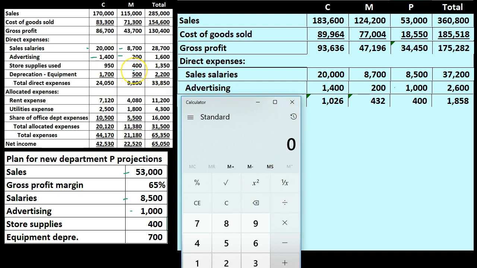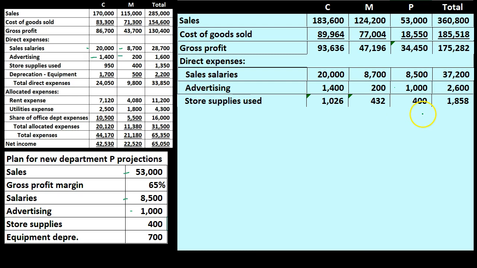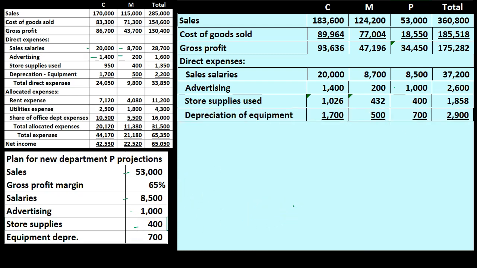We're going to take the 400 times 1.08. That gives us the 432. And then if we add those up, we get our totals. We got the 400 for our new department P. And then we have the depreciation on the equipment.